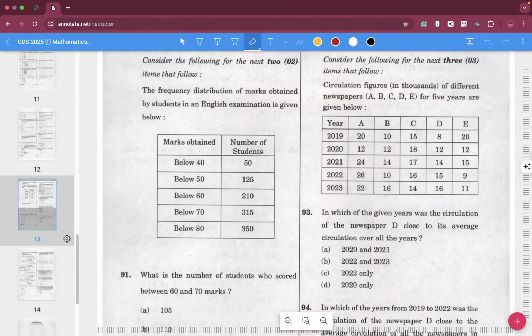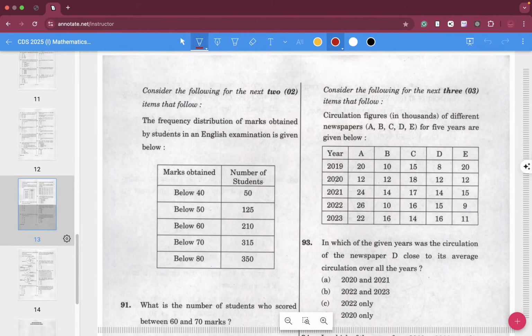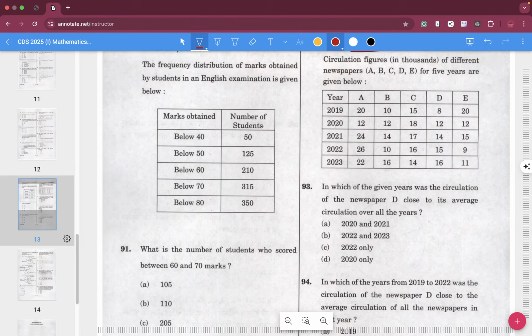Now they are saying consider the next three items that follow. Circulation figures in thousands of the newspapers A, B, C, D, E for the 5 years are given below. This is how the circulation has been for A, and for B, looking like this in the given years: 2019, 20, 21, 22, 23. So we have a few questions which are data intensive.